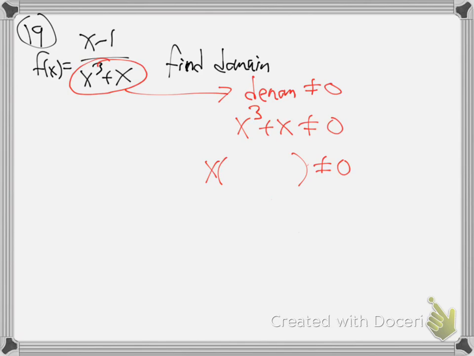All right, so yeah. When you have high-powered things, you always factor. Take out the x. What needs to go on the inside? X times x squared and x times 1. Good so far? Got a factor. Okay. Now what? Set it equal to 0.